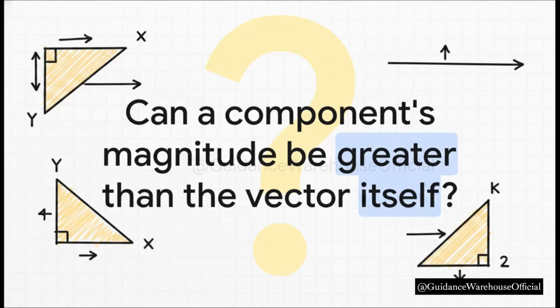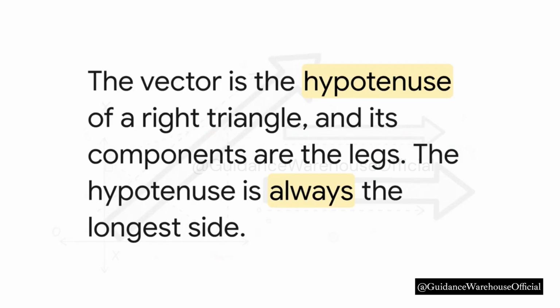Is it ever possible for one of a vector's components to have a magnitude that's actually bigger than the vector itself? What do you think? Just based on the geometry, the right triangles we've been drawing, is that possible? And the answer is a hard no. It's impossible. And the reason is simple geometry.